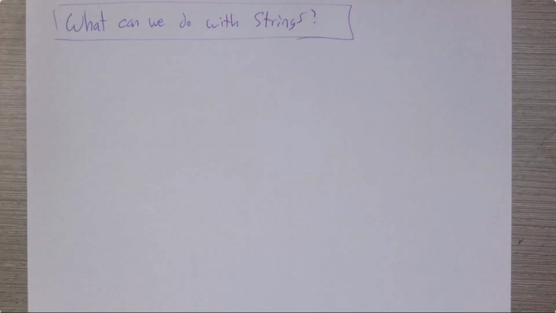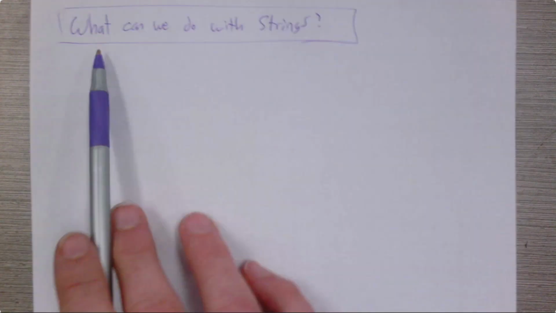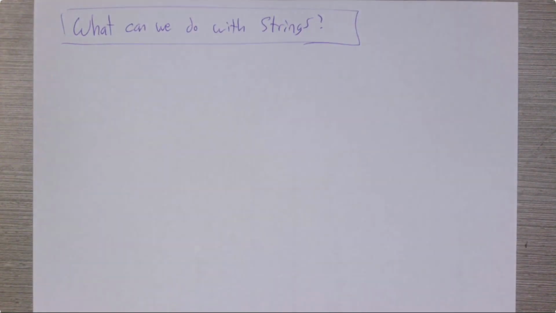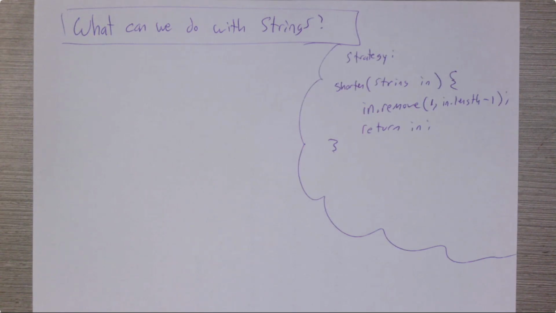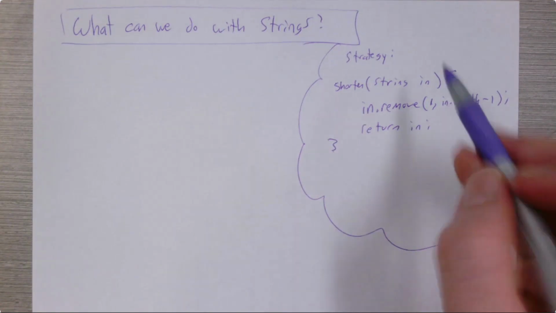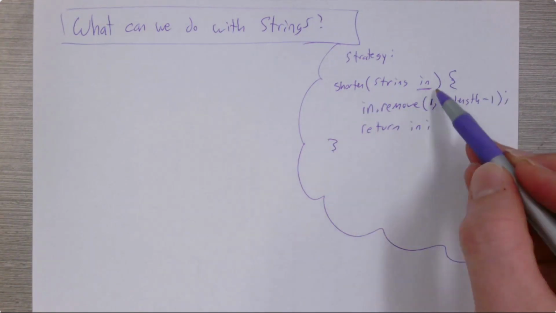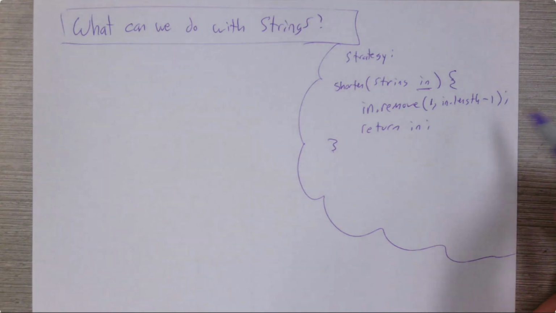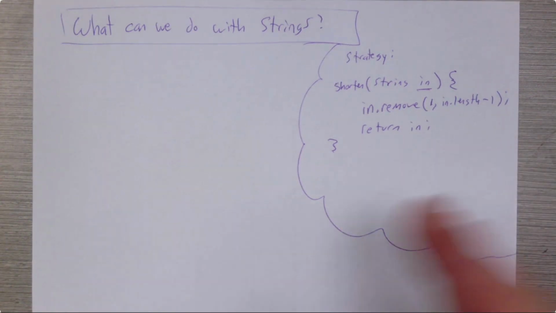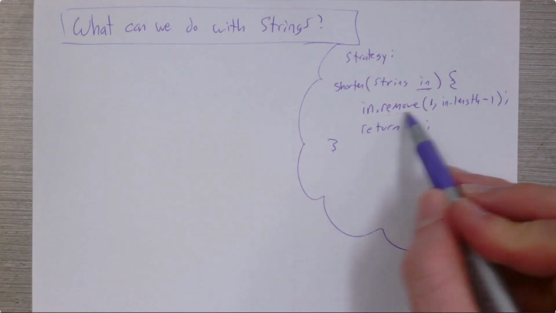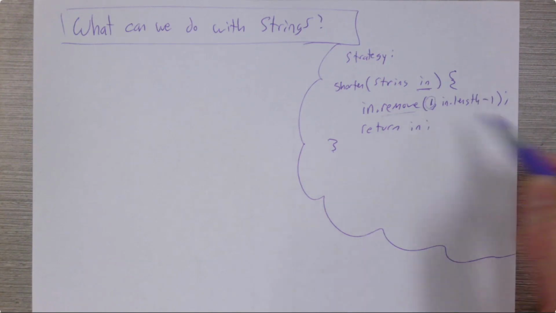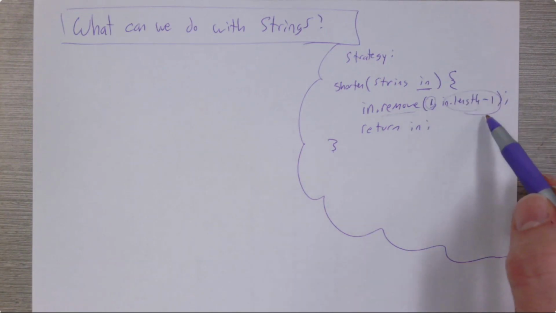Before you can come up with a solution strategy, you have to have in your mind what the basic things you can do with strings are, because otherwise the solution strategy you come up with might not be plausible. For example, if I don't have in my mind what I can do with strings, I might come up with this solution approach. I'll say, okay, I'm going to take a string called in, that's my input. I want to remove everything that's not the first letter and not the last letter. So I'll remove things starting at index 1 and ending at the last index.